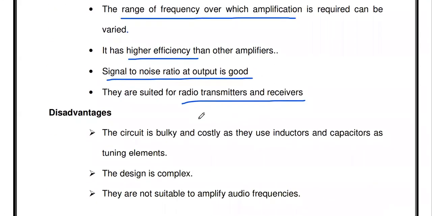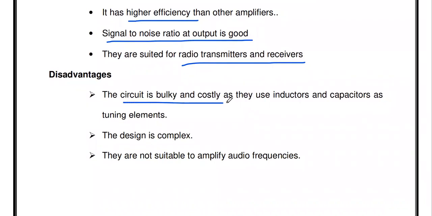Then the disadvantages: the circuit is bulky and costly. Why is the circuit bulky and costly? We use an inductor and capacitor as the tuned element. In a tuned circuit, we have to use the inductor and capacitor. If an inductor is present in a circuit, the circuit becomes bulky. And the second one, the design is complex.